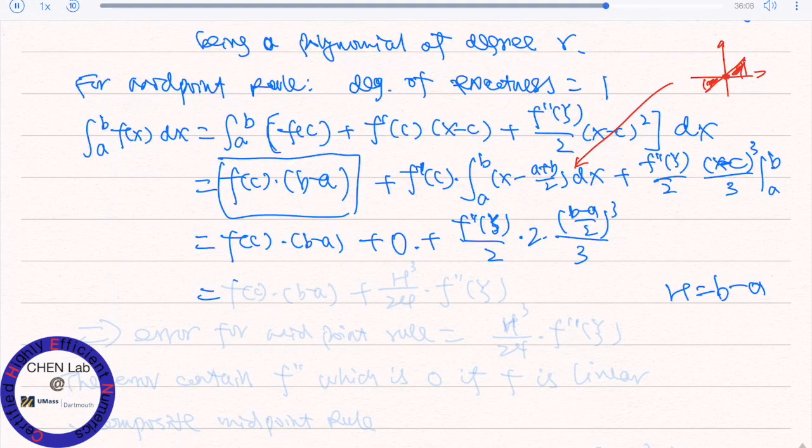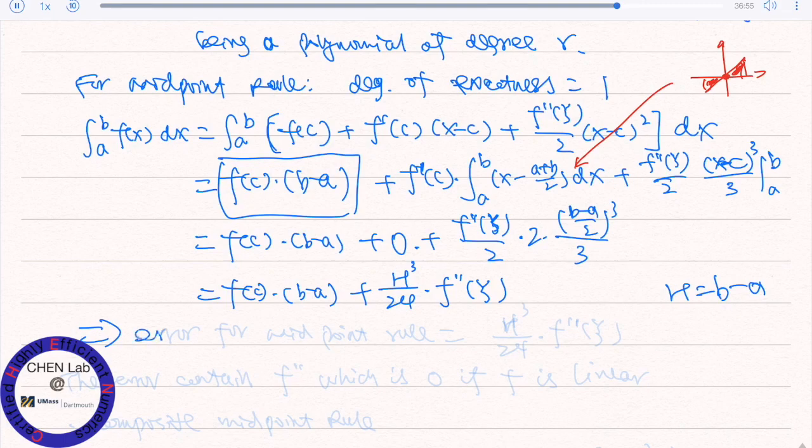So this is f(c) times b minus a, plus we have 2 cubed times 3, we'll get 24. 2 cancels with 24. Oh no, you have another 2. You have another 2 below for the f double prime. So 2 cancels with that 2. So 24 left, right? So if I denote my difference between A and B by a capital H, we're going to have h cubed over 24 times f double prime of c, right?